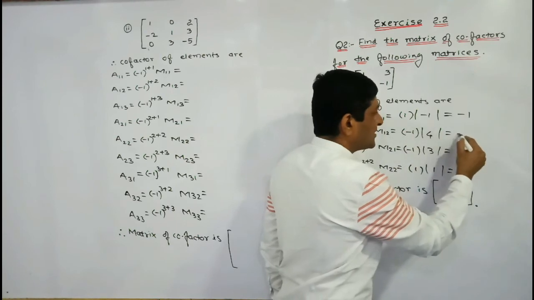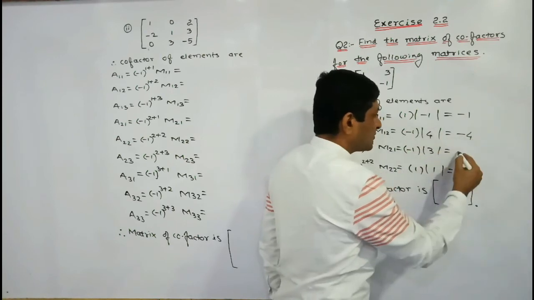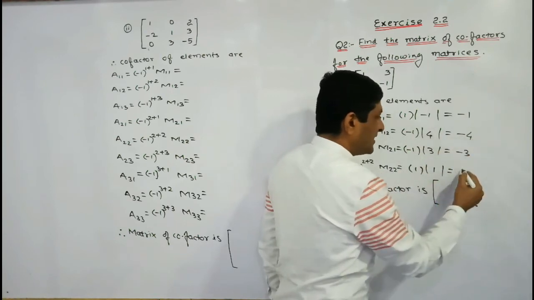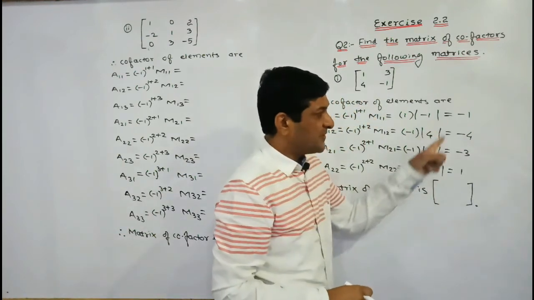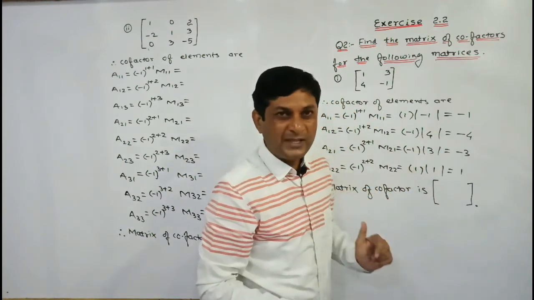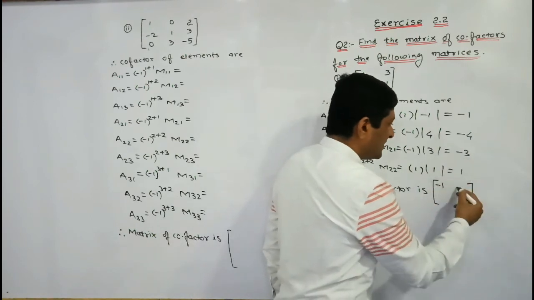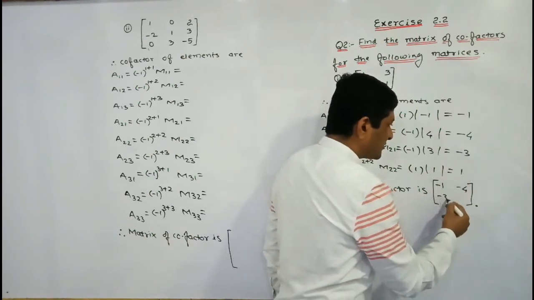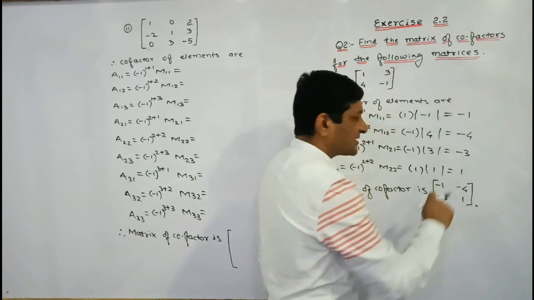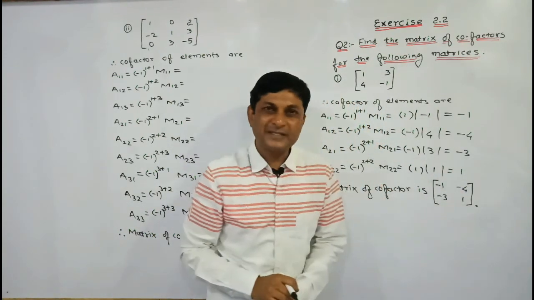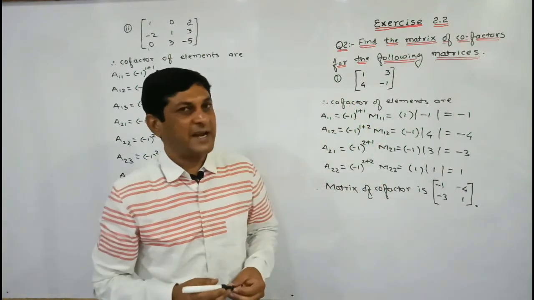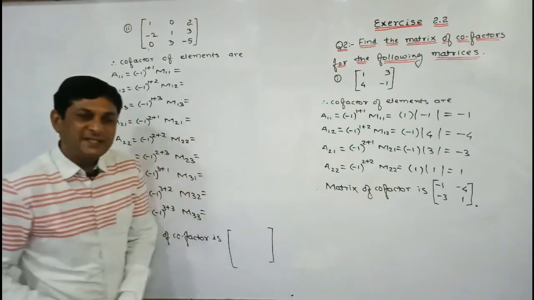Here 4 into minus 1 is minus 4. 3 into minus 1 is minus 3. And 1 into 1 will be equal to 1. In this way, we have got the cofactor of all the elements. Collect all these cofactors in a matrix. So minus 1, minus 4, minus 3, 1. Since we have collected all the cofactors in this matrix, that's why this matrix is called the matrix of cofactors. Now see the second example.